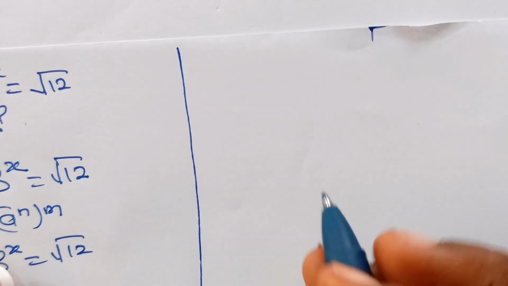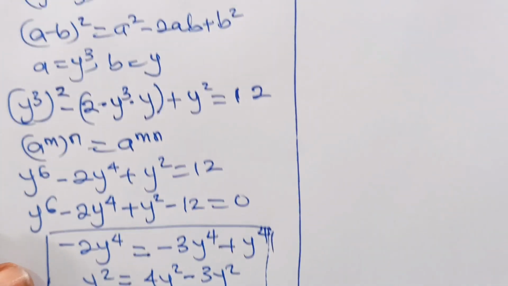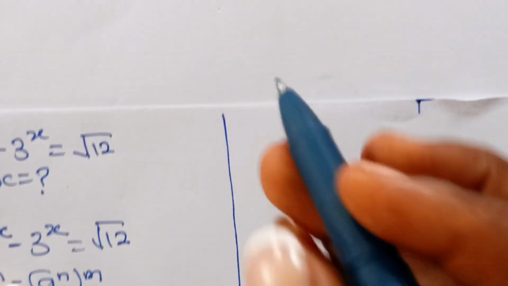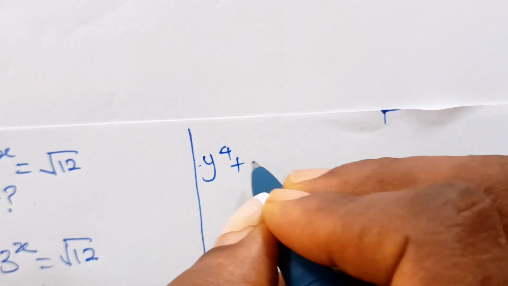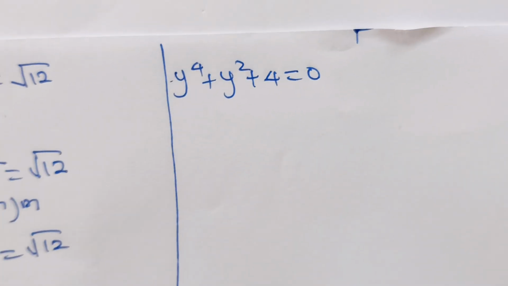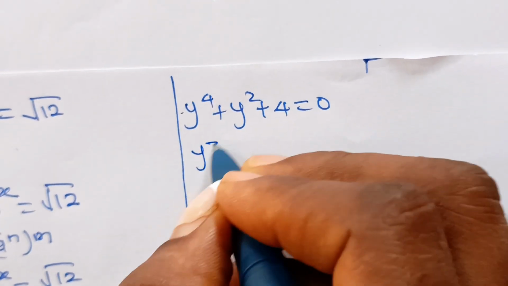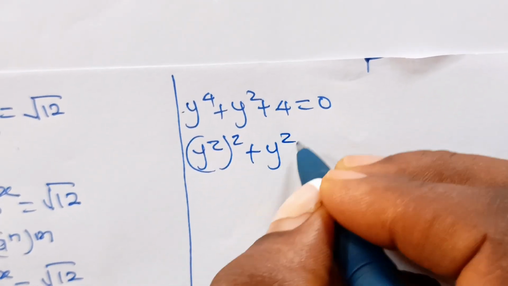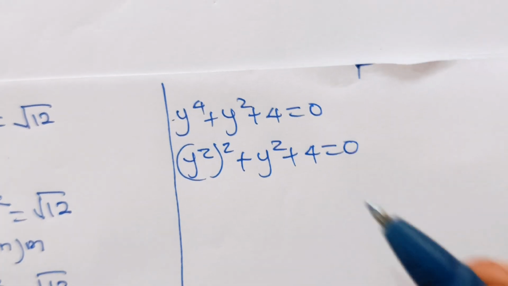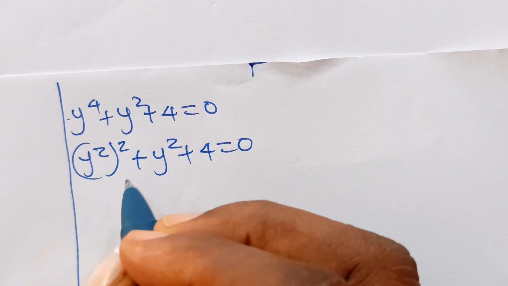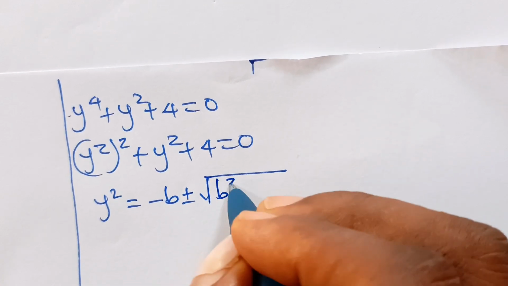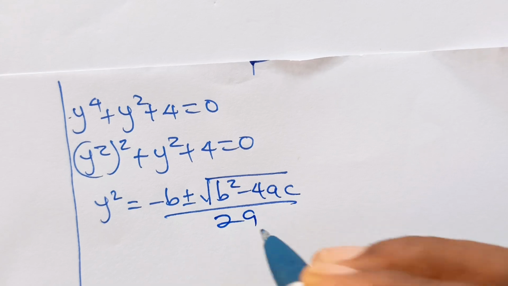Now recall that we have the other equation, this one, that says y to the power of 4 plus y squared plus 4 is equal to 0. So at this point, we can rewrite y to the power of 4 as y squared squared, right? Plus y squared plus 4 is equal to 0. Now, if we use the quadratic equation formula, this time we are looking for y squared, which is equal to minus b plus or minus square root of b squared minus 4ac, everything divided by 2a.